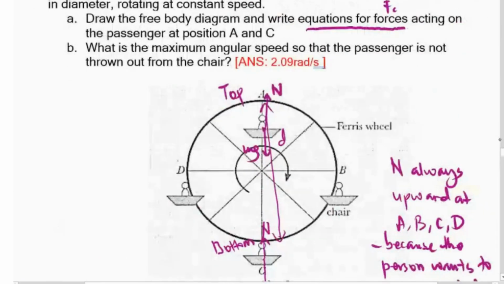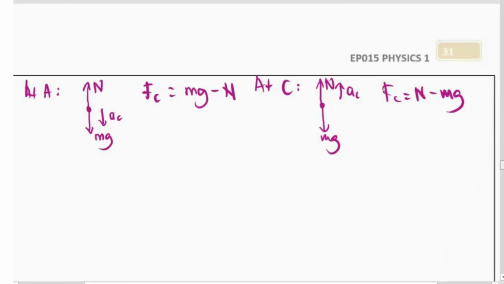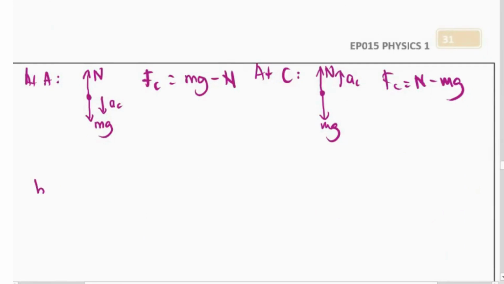Right, so that's how you do question A. And question B, what is the maximum angular speed? Angular speed is omega, so that the passenger is not thrown out from the chair. So you are looking for omega. So how to find omega?